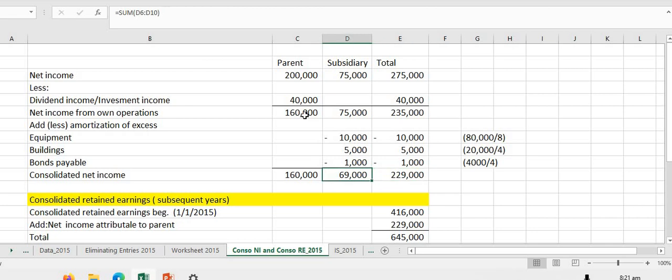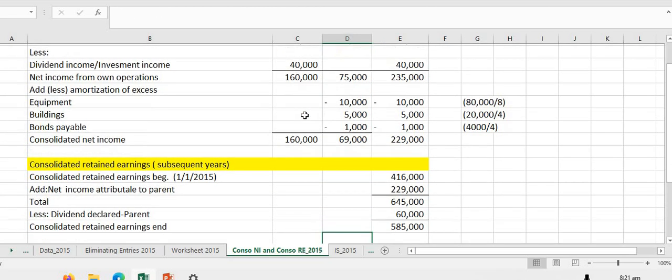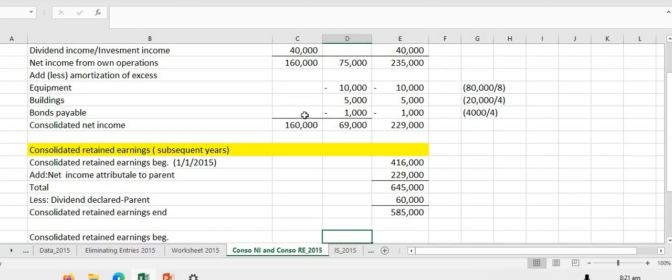Okay. Yan siya. And we have here, to compute for your consolidated earnings, actually same lang din yung sa worksheet natin. Yung retained earnings beginning ni parent, consolidated pala, that's for 16,000 plus net income attributable to parent, that's 229,000, diba? Plus dividends declared to parent, 60,000. You have consolidated retained earnings end of 585,000.